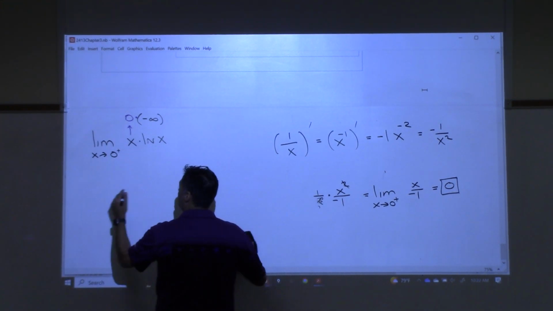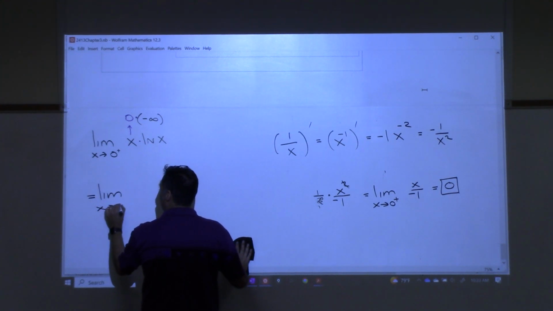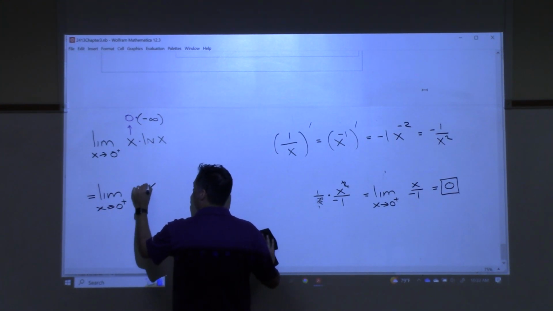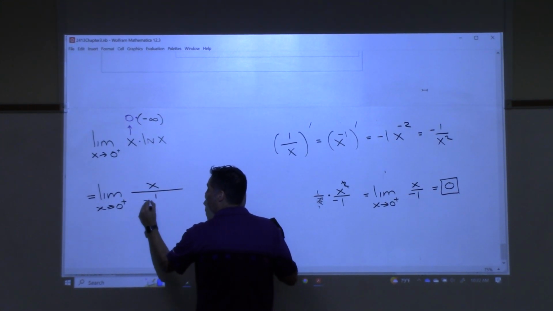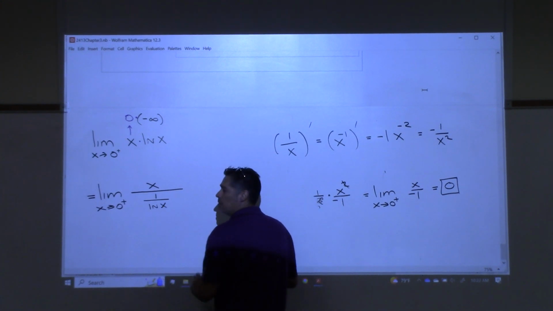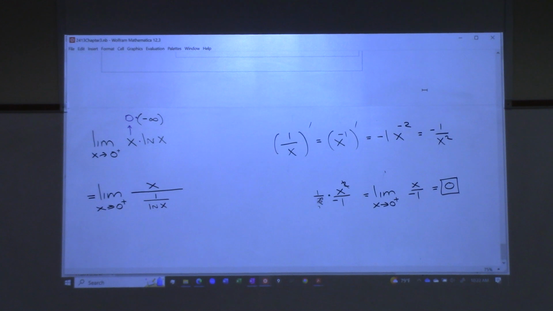This time, I'm not writing the L yet. This is just me dropping. I'm going to leave the x on top, and when the natural log drops to the bottom, it becomes 1 over natural log x. Okay, that's what it becomes. Right? I mean, that's the same thing, yes?